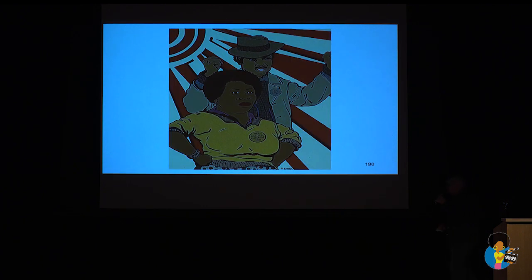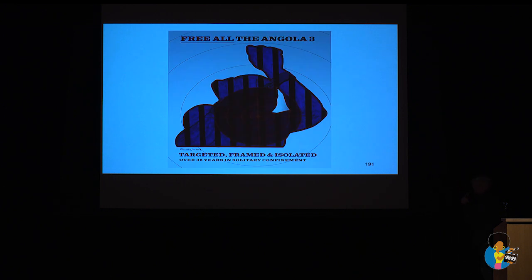Justice Now. I've got about five more minutes or less, and I'll be finished. Justice Now. Free Political Prisoners Now. Next. Free the Angola 3, targeted, framed, and isolated over 36 years in solitary confinement. That was in 2005, as that story goes. One of them died a couple of days after getting out of prison. Robert King, another Panther who was in there, had been out over 10 years. Then the last brother got out, and they're still doing human rights work. Next, please.